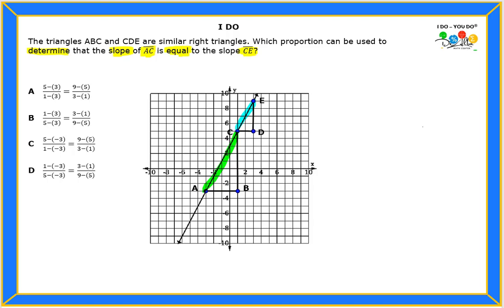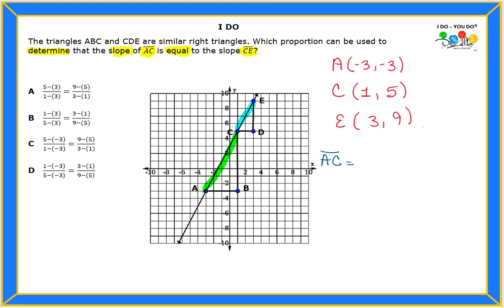So what I need to do is I need to find the coordinates, right? So my coordinates for A, it's -3, -3. For C, it's 1 and 5. And for E, it's 3 and 9. Okay, so when I'm looking for the slope, remember I wanna find AC. Then I'm gonna compare only those points, the coordinates for A and C.